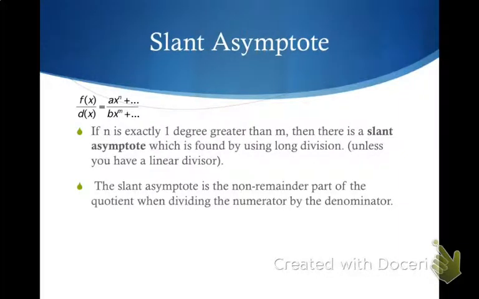And then the last one for us to cover are the slant asymptotes, which we'll use either long division or synthetic division to find. N has to be exactly 1 greater than m, and we will divide the numerator and the denominator and use the non-remainder part of the quotient to get our slant asymptote.